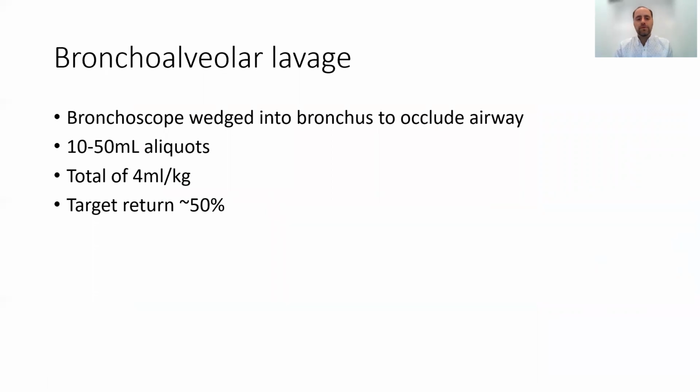To do a bronchoalveolar lavage, the bronchoscope must be wedged into a bronchus to occlude the airway, and you instill aliquots of anywhere between 10 and 50 milliliters. Of course, if you were doing a unique procedure called a whole lung lavage, that would be very different, but that's a very unique technique that we won't discuss in this course. Typically, you would use a total of no more than 4 milliliters per kilogram. So in a 10-kilogram child, you would not want to use a total of more than 40 milliliters. You expect a return in your suction cup of about 50% of what you put in. That would be a reasonable return.